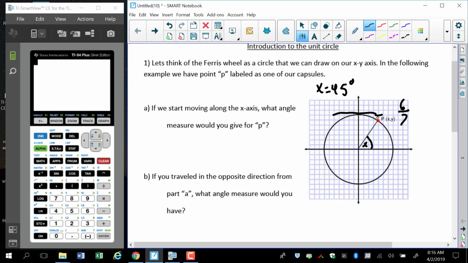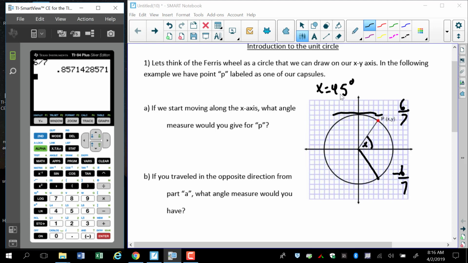If you travel in the opposite direction, if we did 45 degrees this way, you should notice it's the same thing. We're about 6 units up, or this time 6 units down, so we'll call that negative 6 over 7. If you come over to the calculator and do 6 divided by 7, you should get a decimal, 0.85.